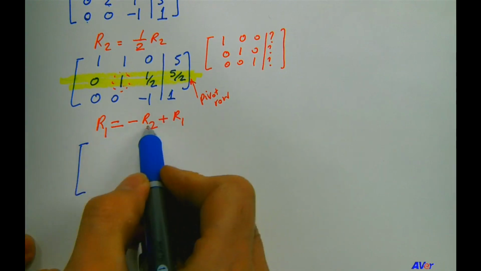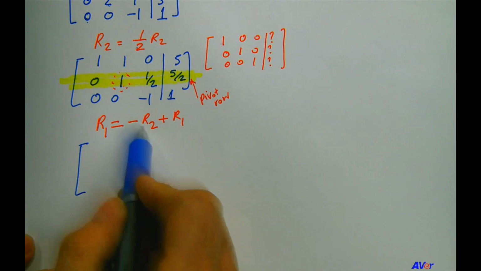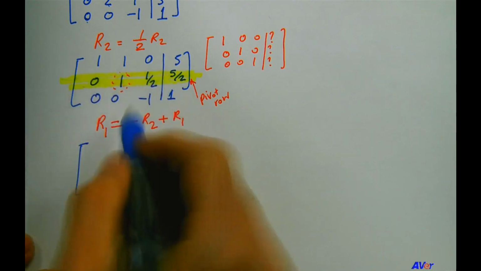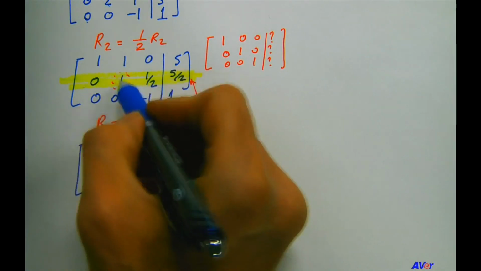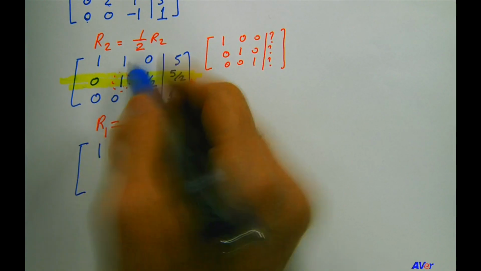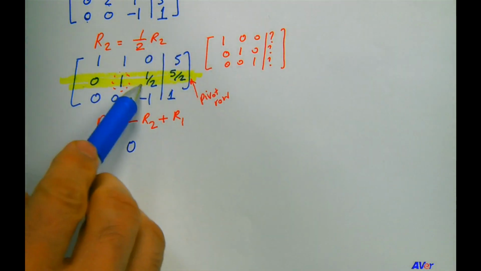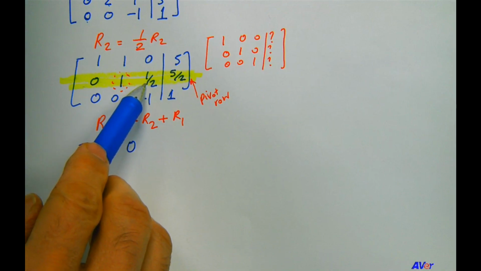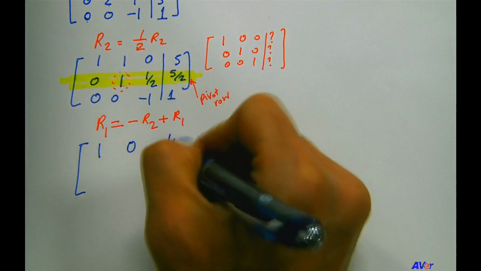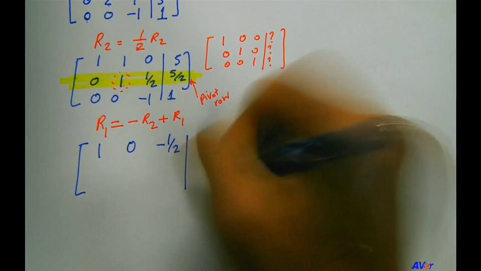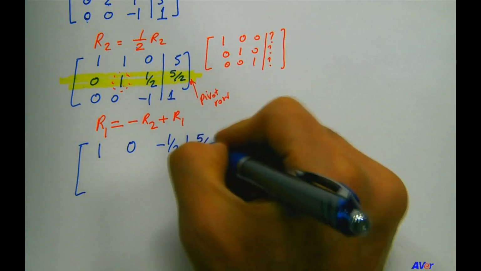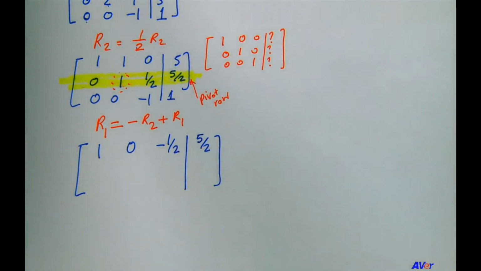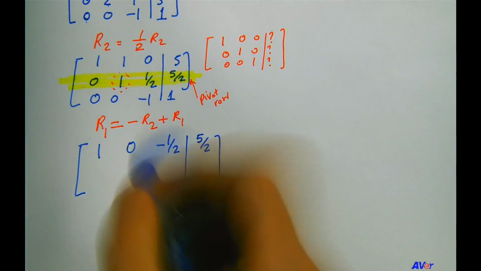So let's carry out this operation. Minus 1 times row 2 plus row 1. So minus 1 times 0 is 0, plus 1 is 1. Minus 1 times 1 is minus 1, plus 1, 0. Minus 1 times minus 1 half is plus 1 half, plus 0 is 1 over 2. Minus 1 times 5 over 2 is minus 5 over 2, plus positive 5, it is positive 5 over 2. Okay? Just take the common denominator, right?